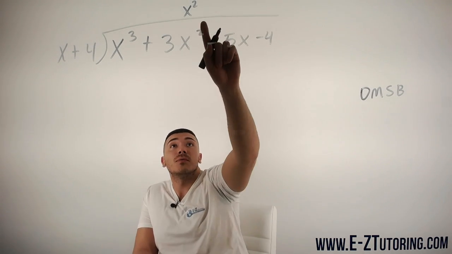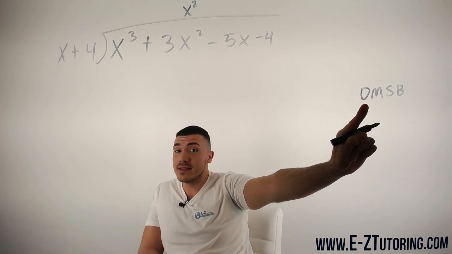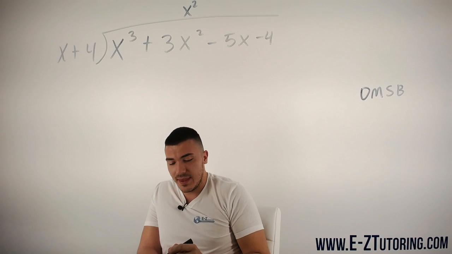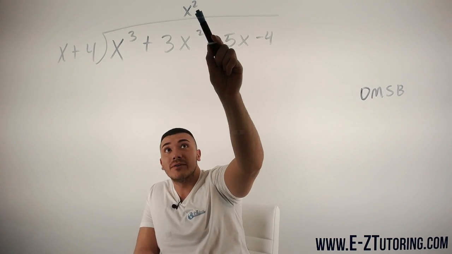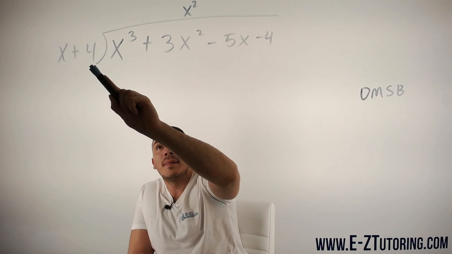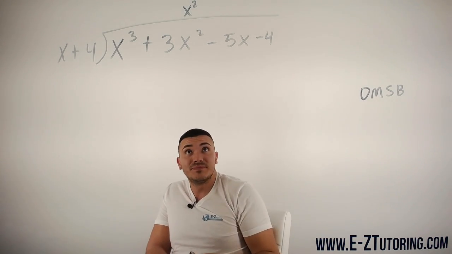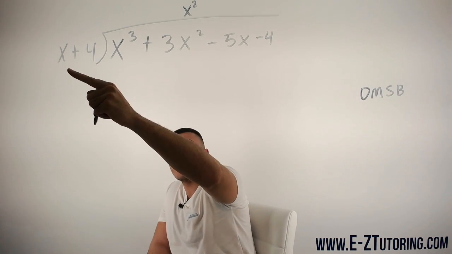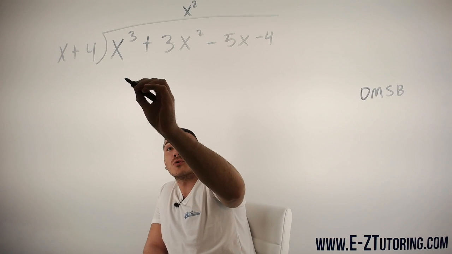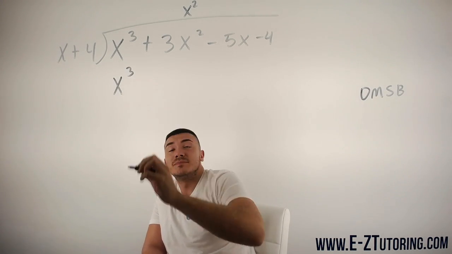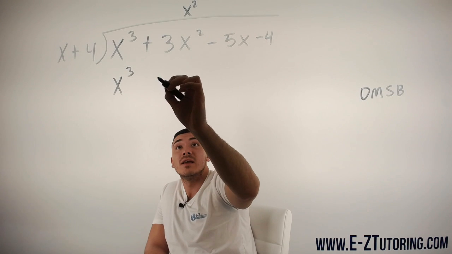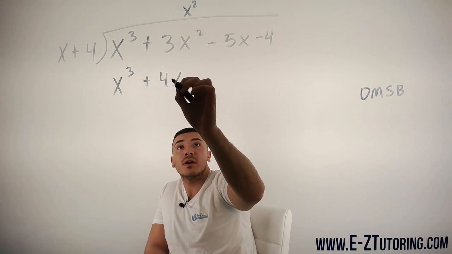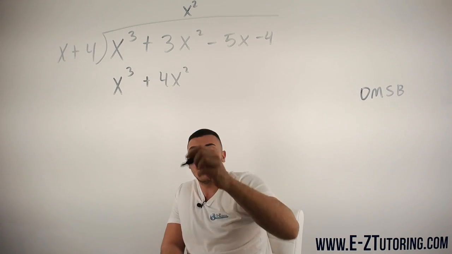All right, now that we've completed the D step, we can move on to M. M stands for multiply, which means you take the answer you just found and multiply it by whatever it is you're dividing by. So we do x squared times x, which gives us x cubed, and we put that below the x cubed. And then x squared times 4, which gives us a positive 4x squared, which we put below the x squared over there.